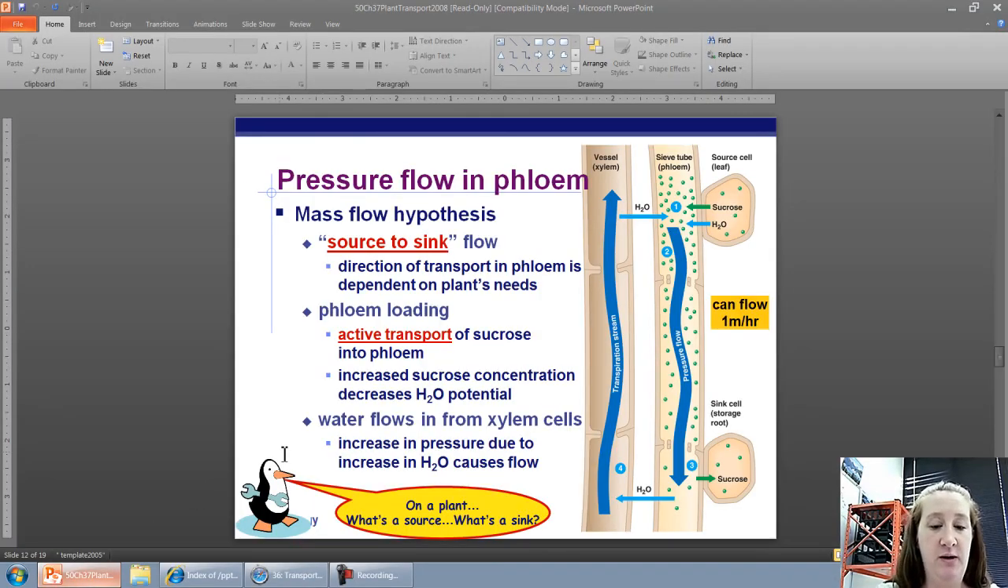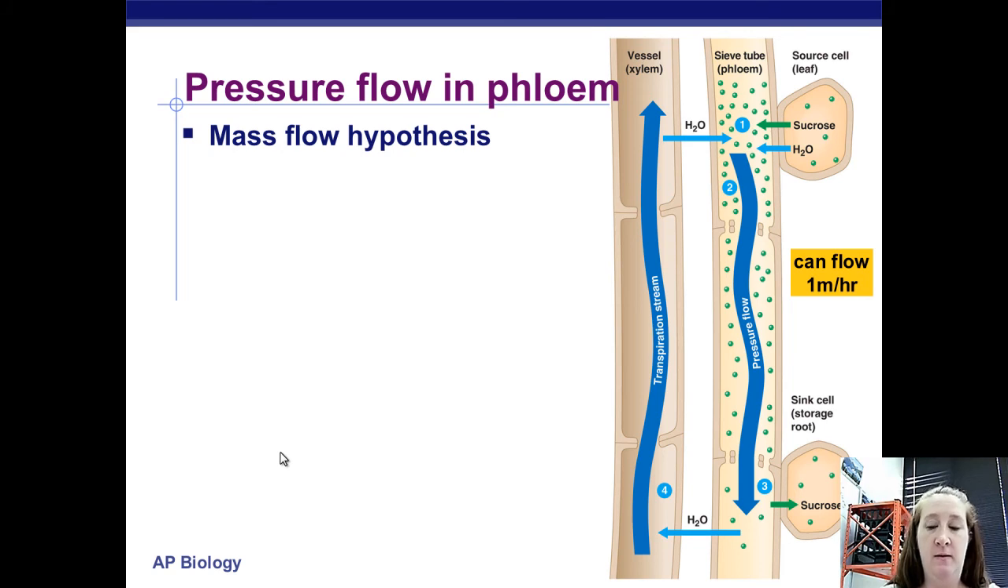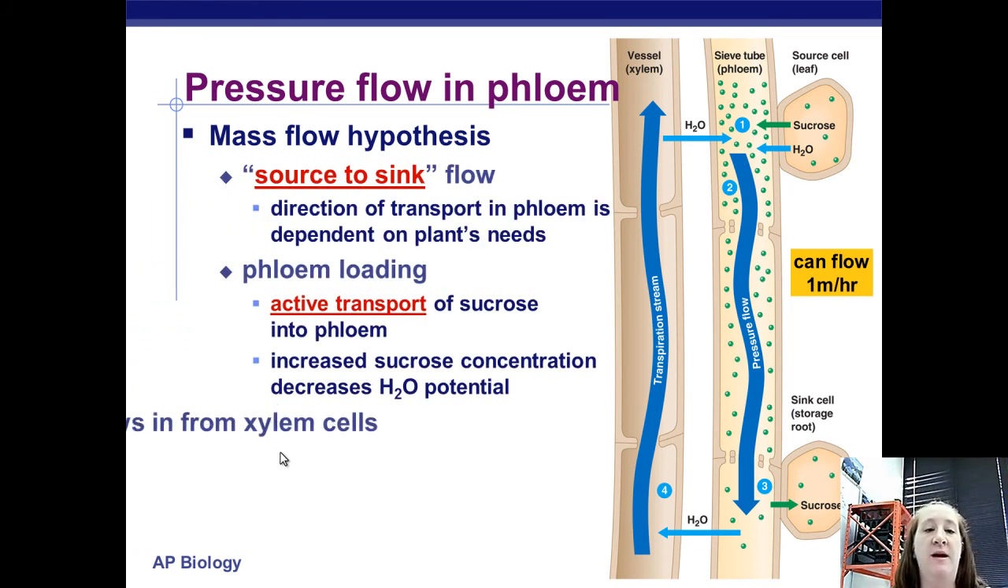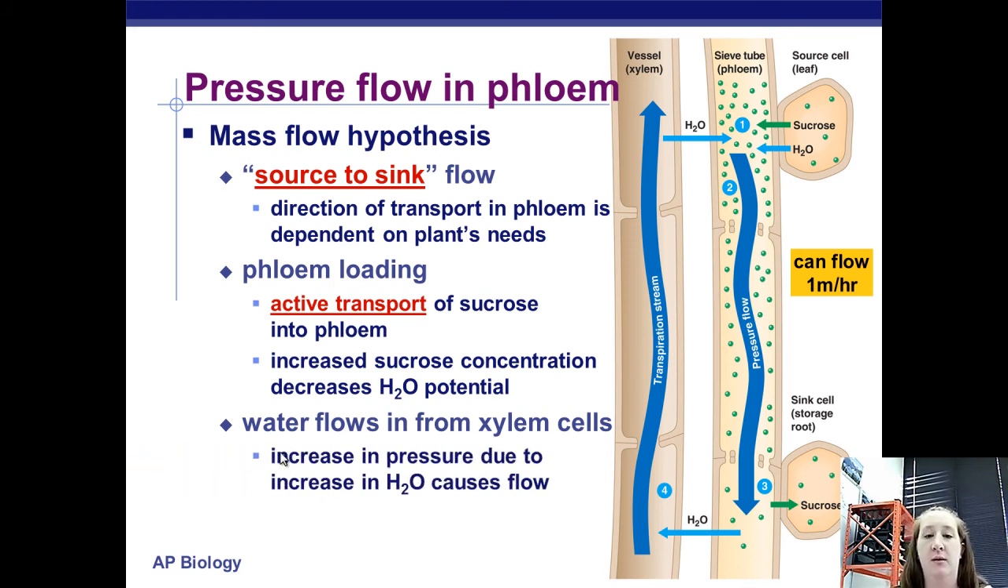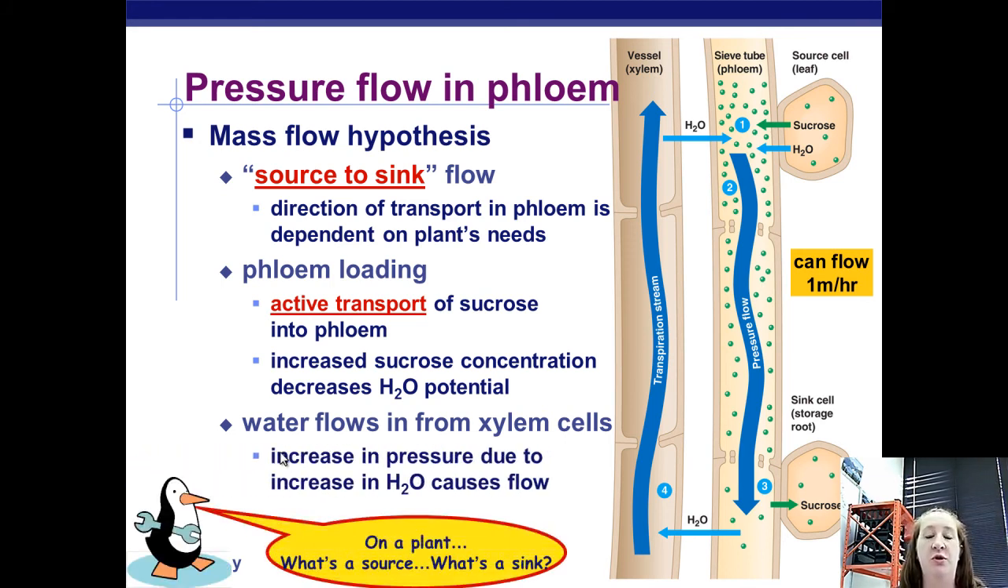Back to our PowerPoint here. Okay, so it's moving from source to sink, and it's active transport of sucrose into the phloem to make sure that there's a whole lot of sucrose being moved at once. Water is going to follow it by osmosis, building up the pressure, and then really pushing the sugar to the sink, which is going to hold it.